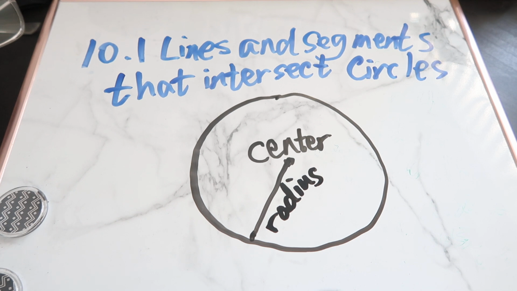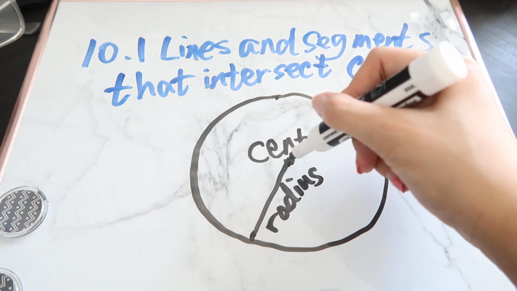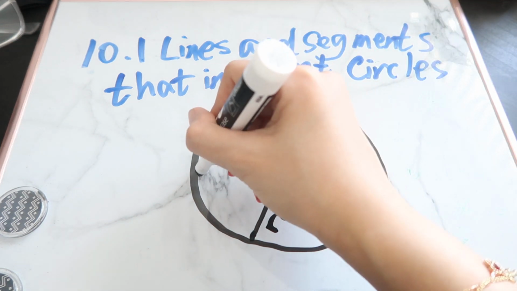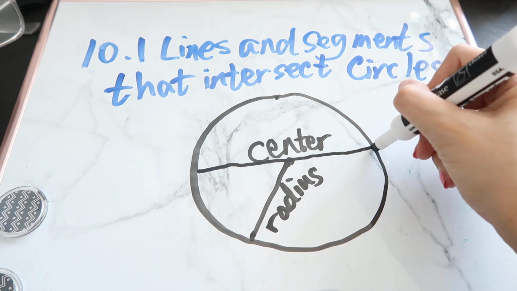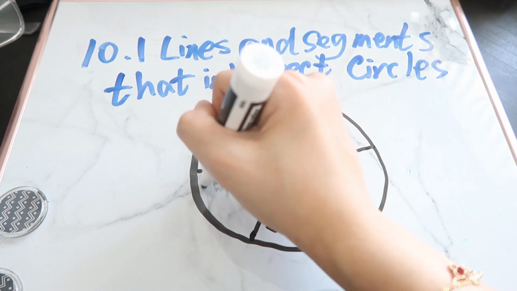And then what else do we know already? We have something that's called the diameter, which is the whole entire segment that goes through the center. So the diameter will be twice the value of the radius. So that entire line is our diameter.